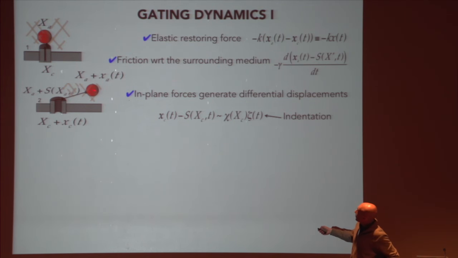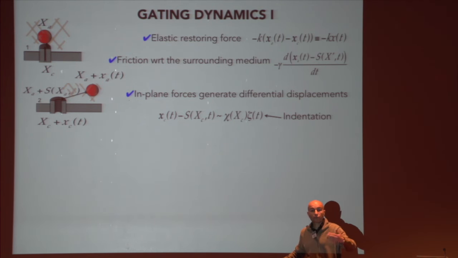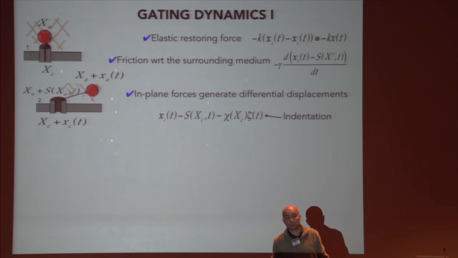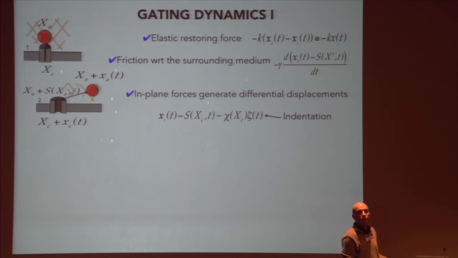Then we suppose that when the anchor is moving through the medium, we don't know what this medium is. It could be the cytoplasm, it could be the membrane, it could be the extracellular matrix. At this stage, we don't know what it is, but we just suppose that there's going to be some friction term between the movement of the anchor and the surrounding medium. So x prime is the point where the anchor is located at a particular time t.